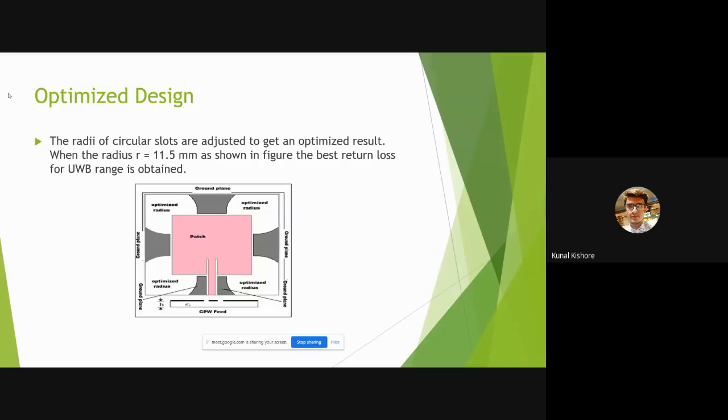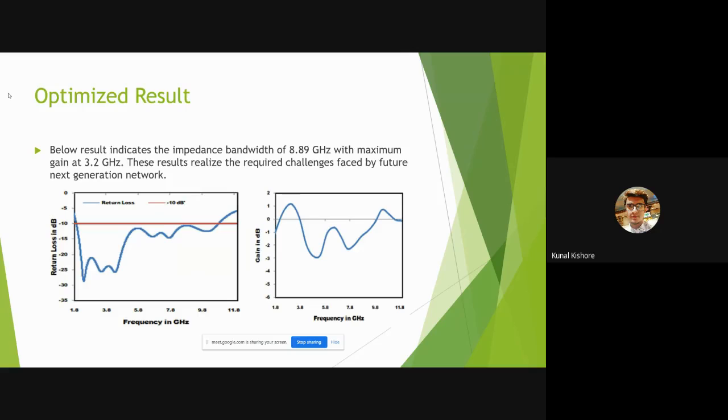So this is the optimized design of our paper, and the result below indicates an impedance bandwidth of 8.89 gigahertz, with the maximum gain at 3.2 gigahertz of frequency. The impedance bandwidth that we were calculating earlier was at 2.4 gigahertz, but after some changes in parameters, as well as the circular cut whose radius was around 11.4 millimeter, the bandwidth comes out to be 8.89 gigahertz, and the maximum gain came out at 3.2 gigahertz.